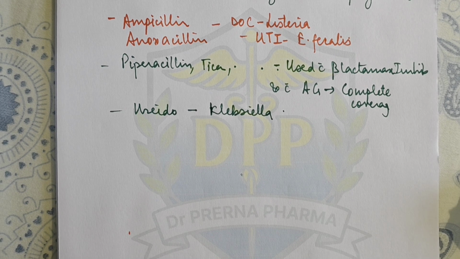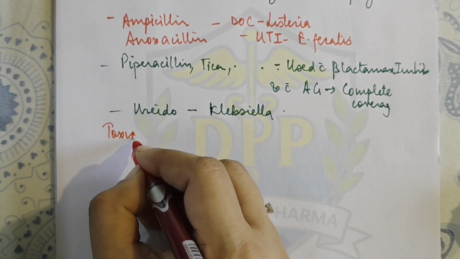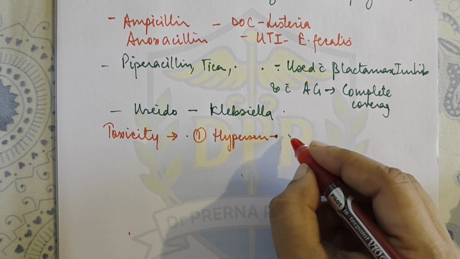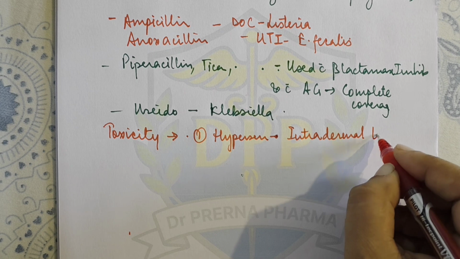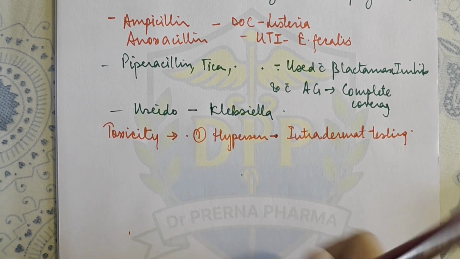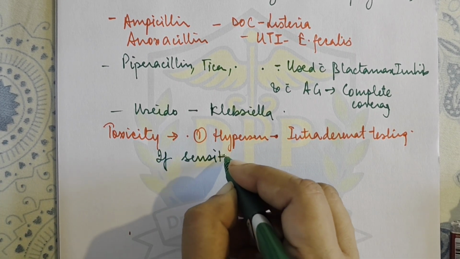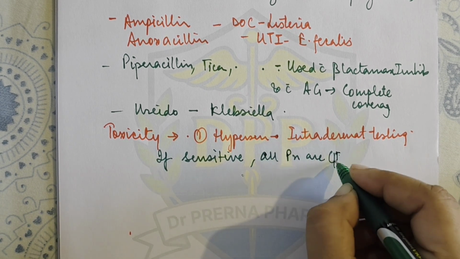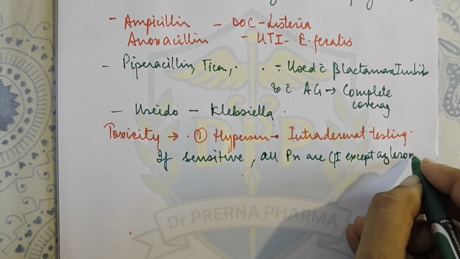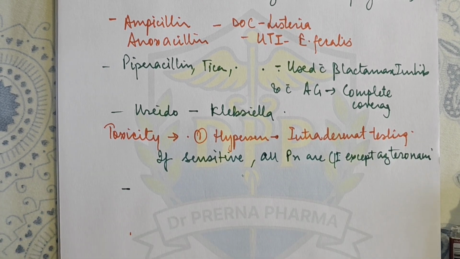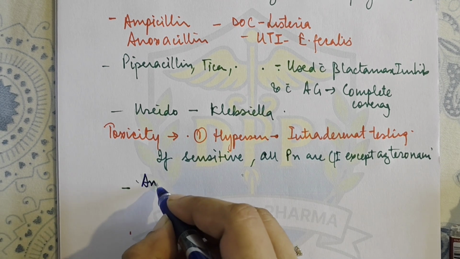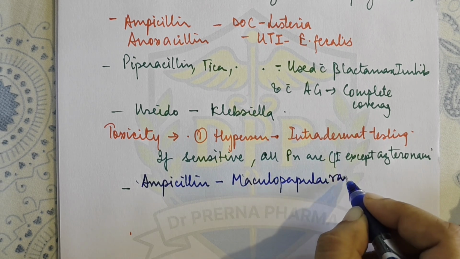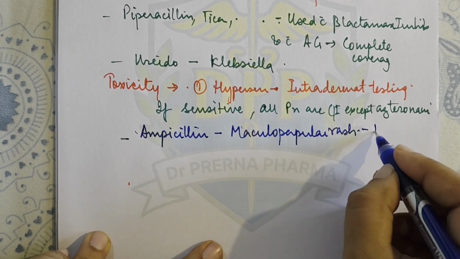Okay, so after this, next we come to toxicity. What are the various toxicities? The first toxicity is hypersensitivity, which is commonly associated, so intradermal sensitivity testing was developed. If the patient is sensitive, then all the penicillins are contraindicated except aztreonam. Then ampicillin can result in maculopapular rash also in patients with viral diseases like infectious mononucleosis.